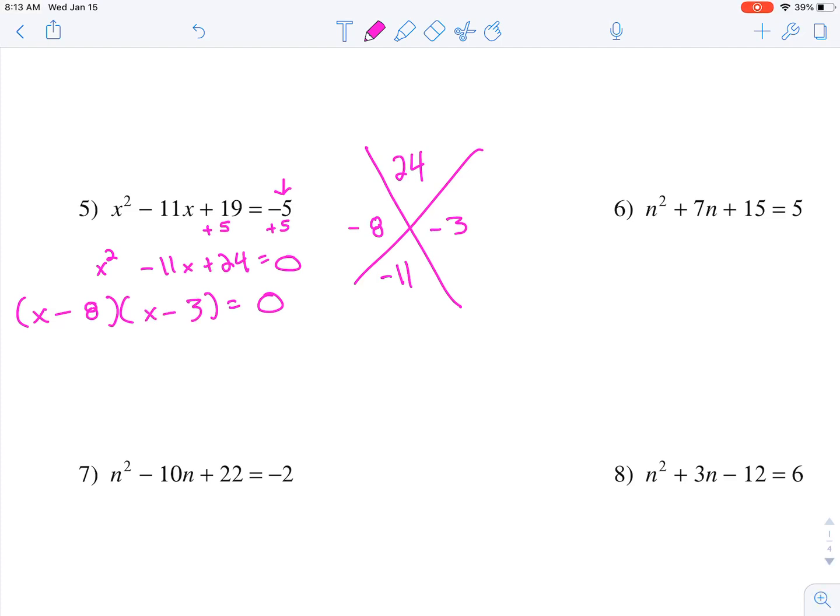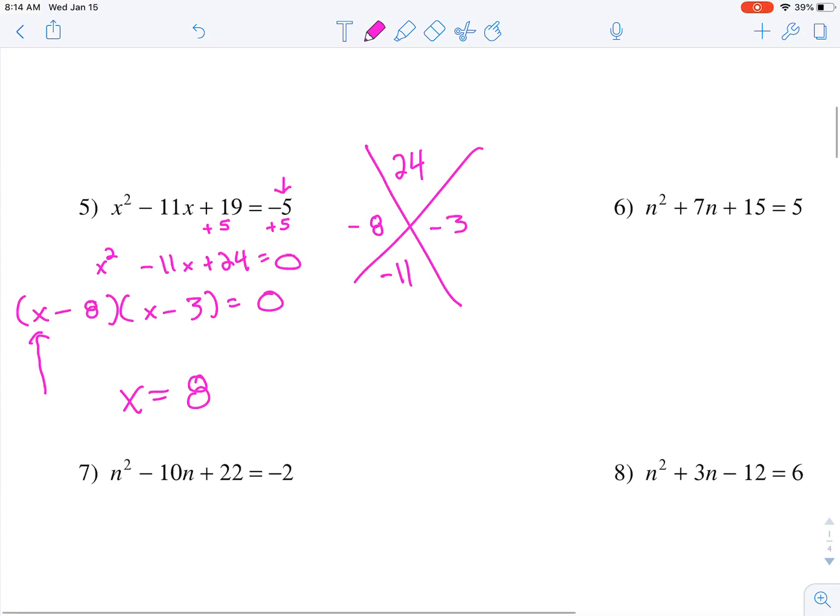So the answers are not -8 and -3. They're actually the opposite of that, because I ask myself, what can I put here to get 0? And that would be 8. And if you think about it, it makes sense, because 8 minus 8 is 0, so that gives me 0 here times whatever this is. I guess in this case, it would be 8 minus 3, which is -5, is equal to 0.